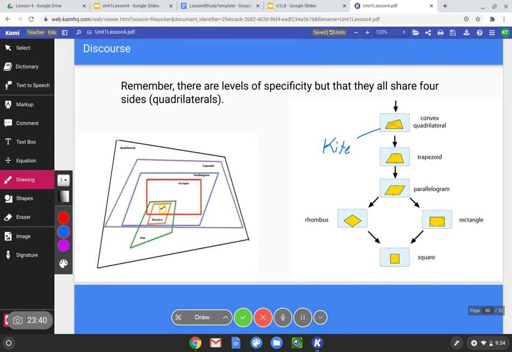Remember, there are levels of specificity. I'll work on that. While y'all go to the next video and do the true and false, I'll be working on how to pronounce that word. But there are levels of how specific shapes are in the quadrilateral hierarchy, but they all share four sides. Remember, everyone from Texas is an American, but not every American is from Texas. So every rectangle is a quadrilateral, but not every quadrilateral is a rectangle.